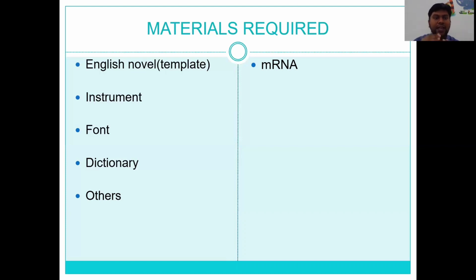Next, the instrument or the device or the machinery where the process takes place is the ribosome. These ribosomes are usually made up of 2 subunits. In prokaryotes, 50S and 30S join together to form the 70S ribosome, whereas in eukaryotes, it is 60S and 40S, which join together to form the 80S ribosome.